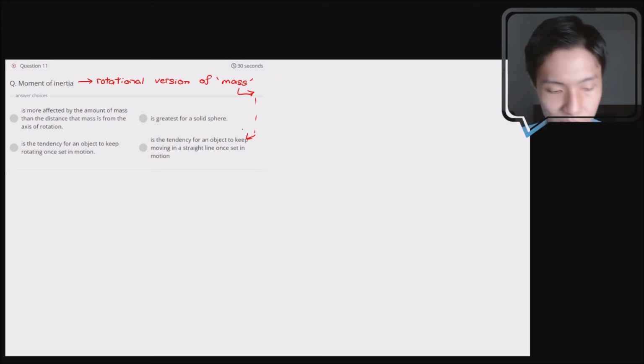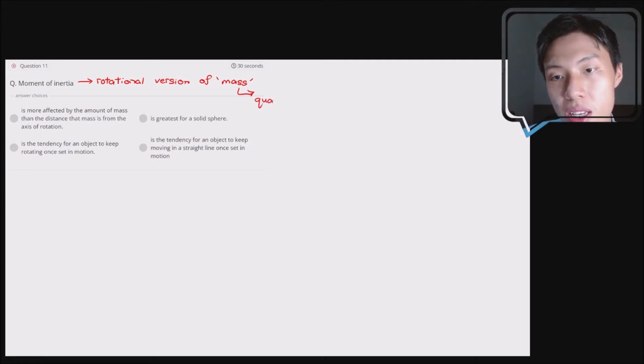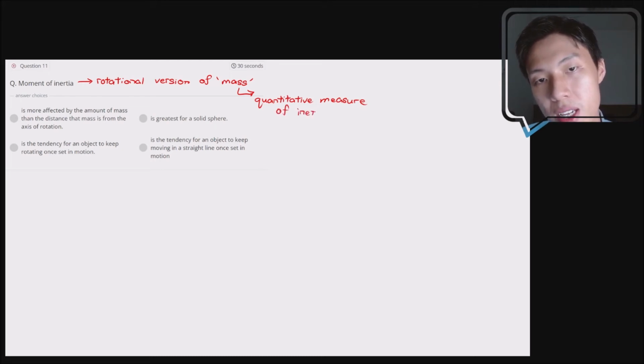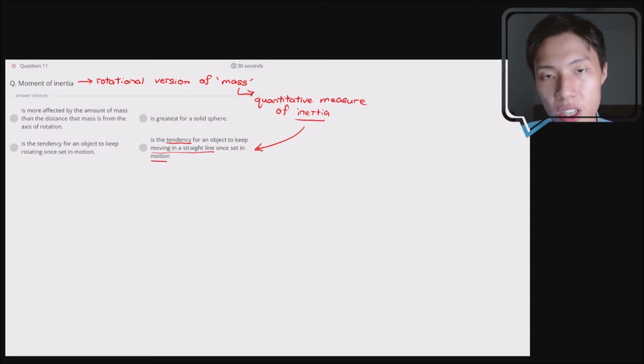So mass, the definition is, let me do it slightly slower, the quantitative measure of inertia. Mass is the quantitative measure of inertia, and inertia is the tendency for an object to keep moving in a straight line once set in motion. That's the meaning of inertia, so this is the definition for inertia. Because we are asking for moment of inertia, not inertia, this is not the answer.